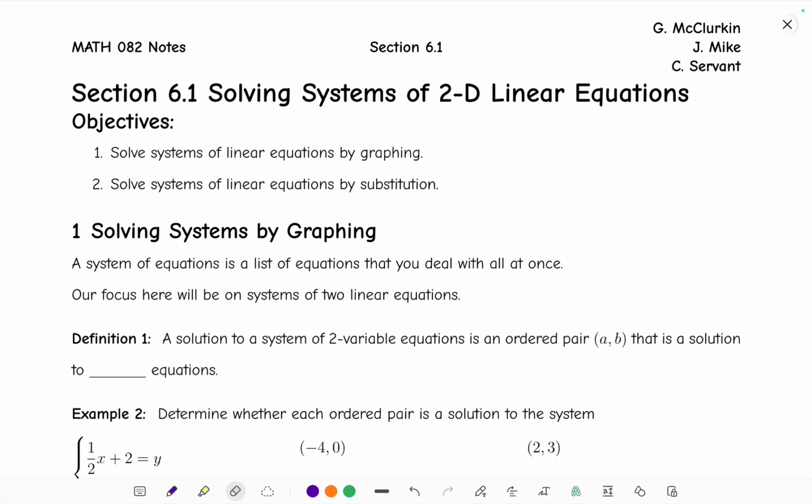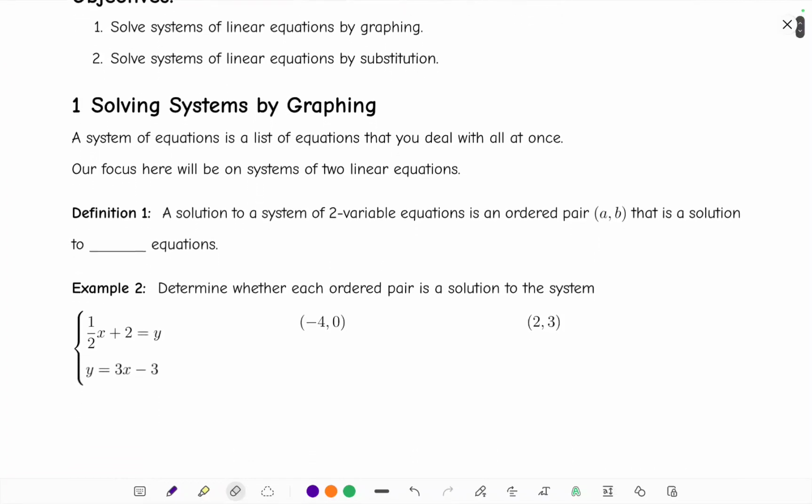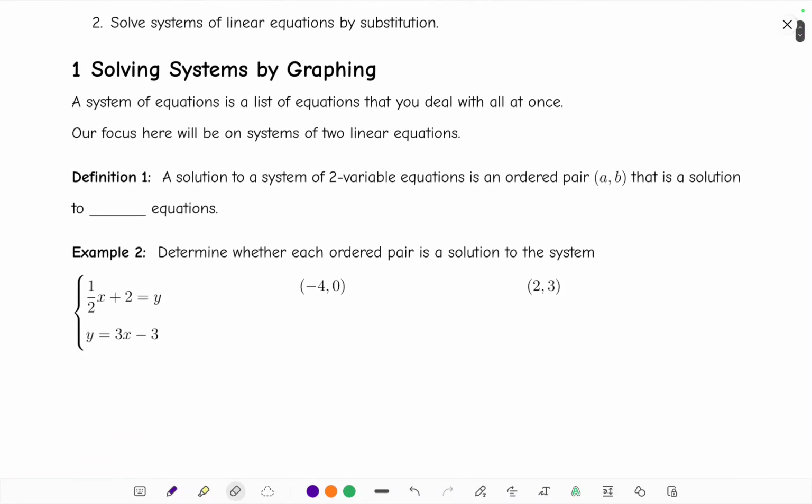A system of equations is a list of equations that you deal with all at once. Our focus here will be on systems of two linear equations. Definition 1. A solution to a system of two variables equations is an ordered pair (a, b) that is a solution to both equations.